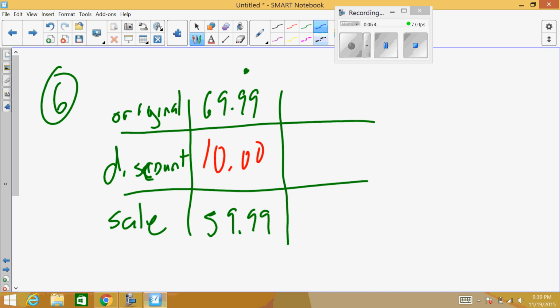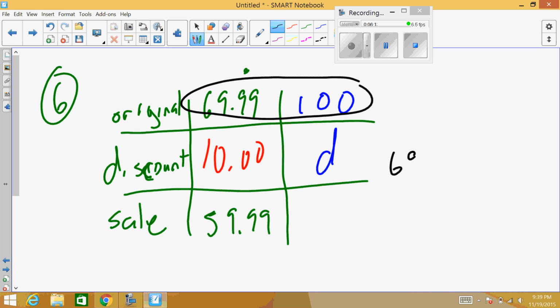Okay, over on the right side, my original. I need to put a percent by that because I want to know the discount rate, the discount percent in this problem. So I'm going to go up here, and my original is always my 100%. And we want the discount rate. I don't need the sale percent. I want the discount rate. So I'm going to put my D there for discount. Go with my full rows: $69.99, 100, 10, D.